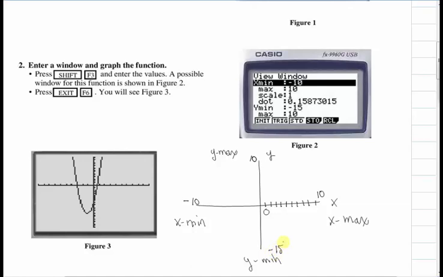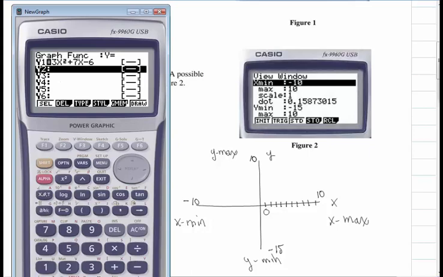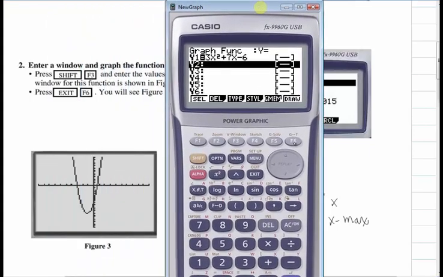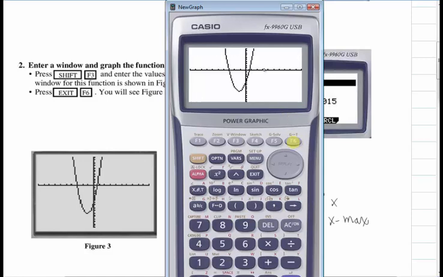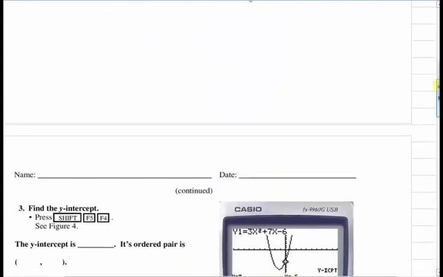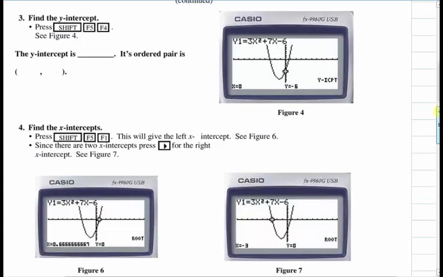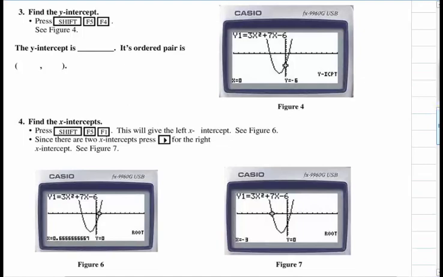Okay, so on your graph then, you now want to press F6. Notice it says draw above that. Press F6 and you should have this on your screen, which will look like figure 3. Okay. All right, so we have now entered in a window setting and we've graphed. We're now going to go to the next page and we're going to find our y-intercept first.